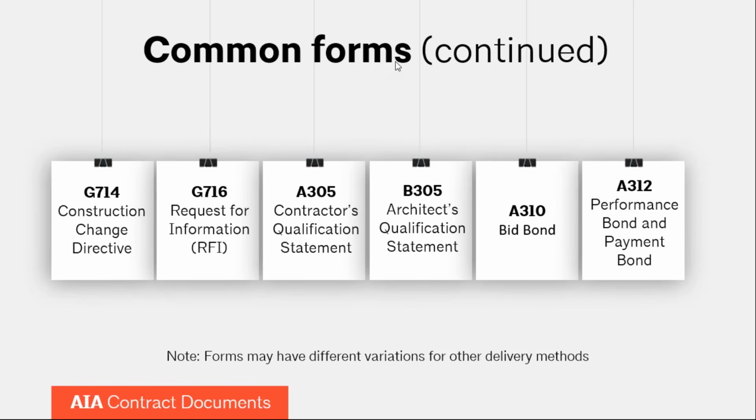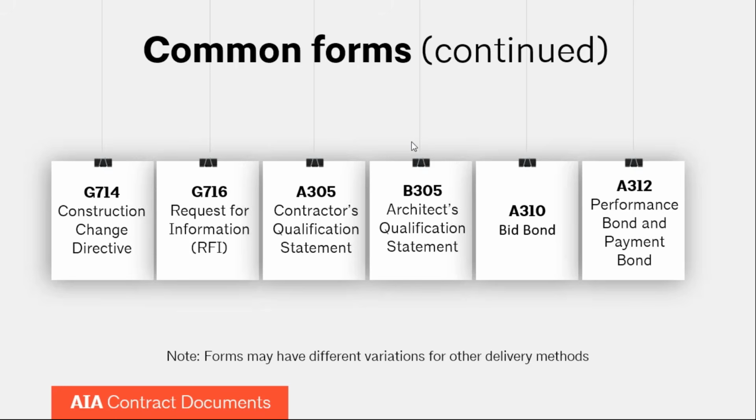Okay, continuing with more common forms, we have a CCD, a construction change directive. That is just simply a directive for changes in the work where the parties have not agreed on the details. So a change order is a change to which all the parties have agreed, but there could be a situation where a change needs to be made relatively quickly, but the parties haven't agreed on all the terms of that change yet. So it's a directive to the contractor to just perform the work, affect the change, and then we'll iron out the details later. That's essentially what that is.